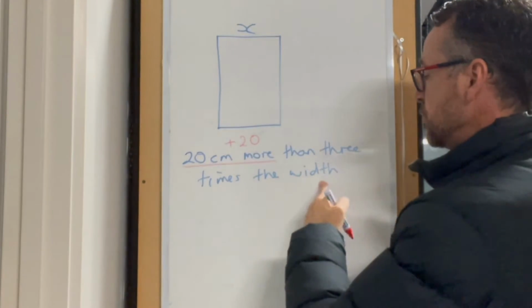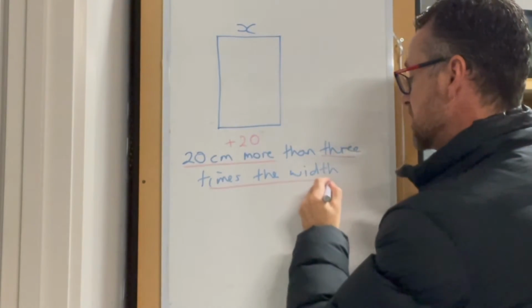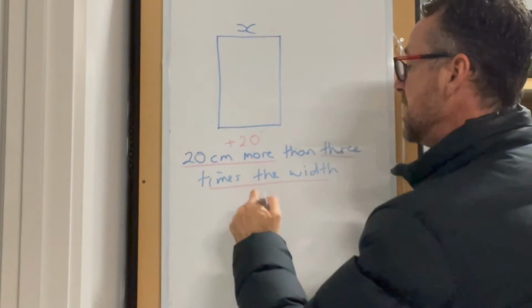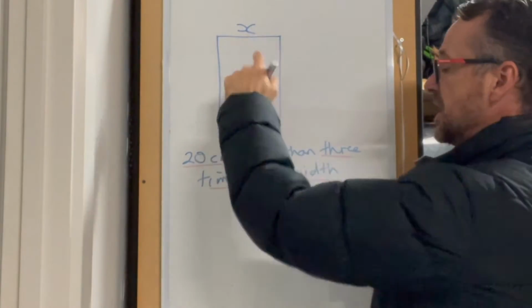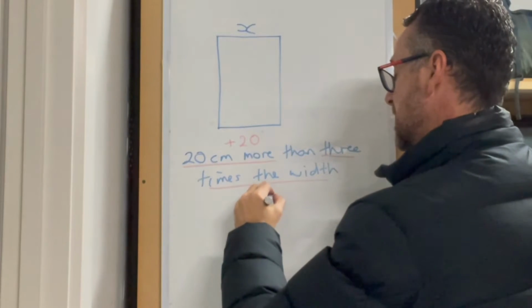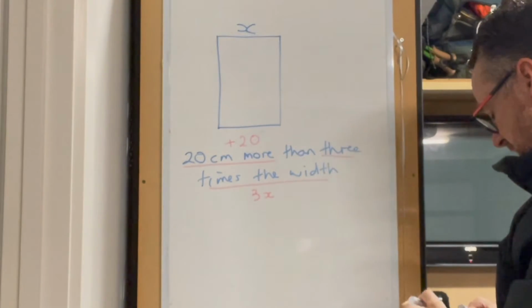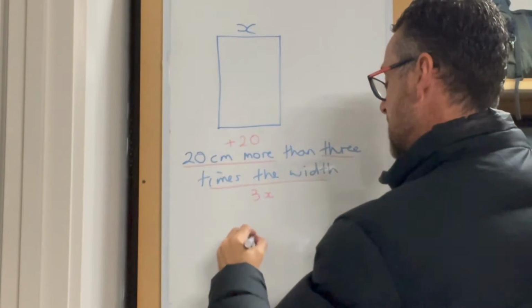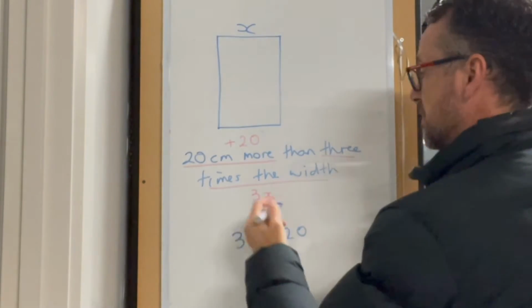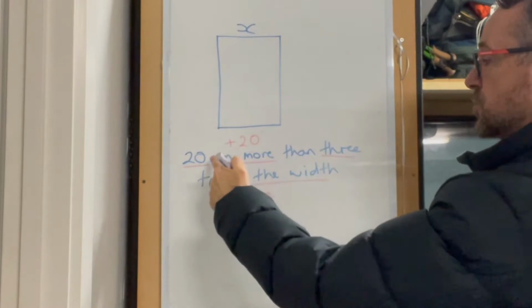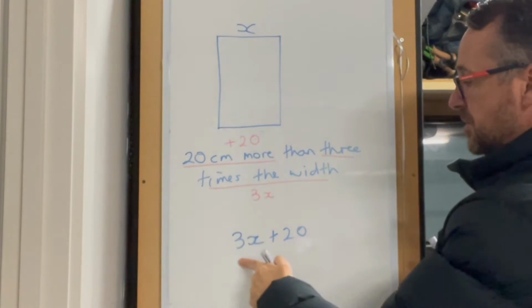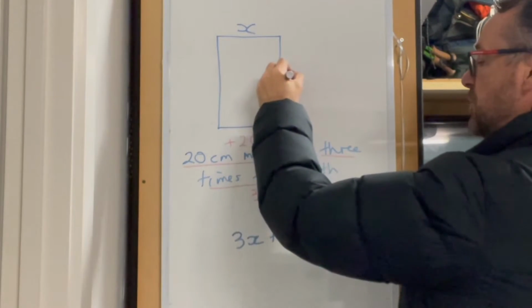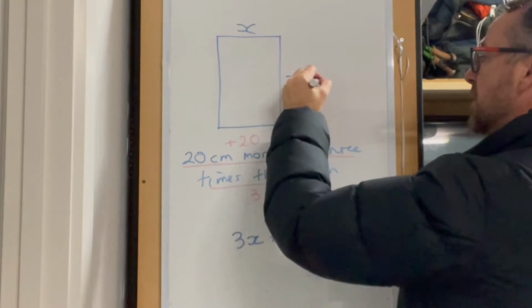3 times the width means 3 multiplied by the width, which is x. So that'll be 3x. And combining those two things gives us an expression of 3x plus 20. So the length is 20 centimeters more than 3 times the width, and then we would mark that on our diagram.